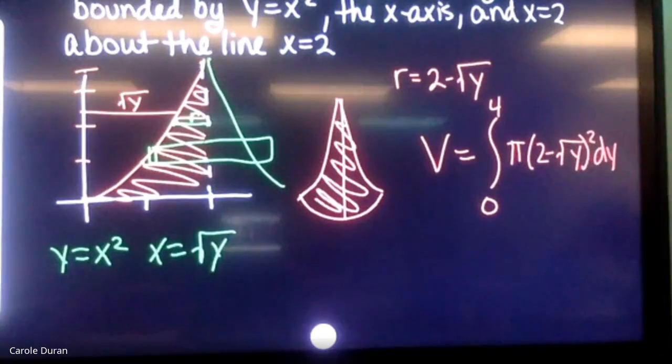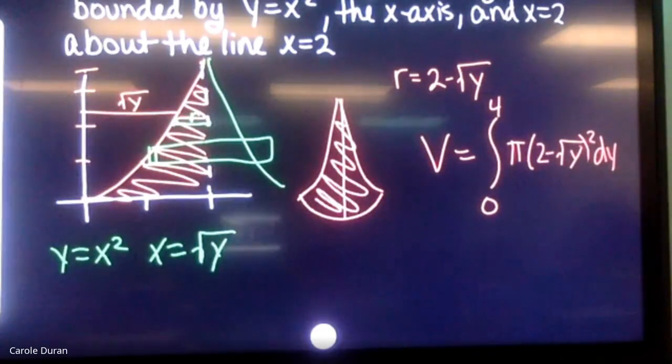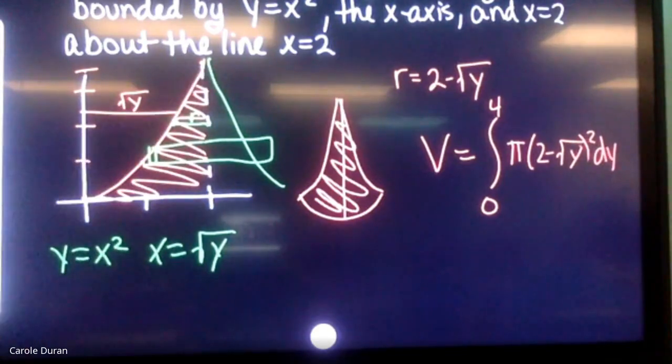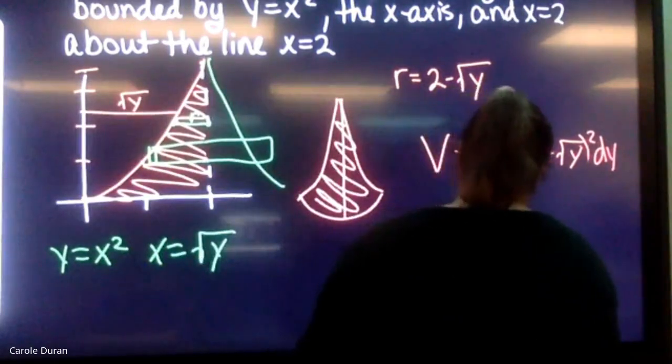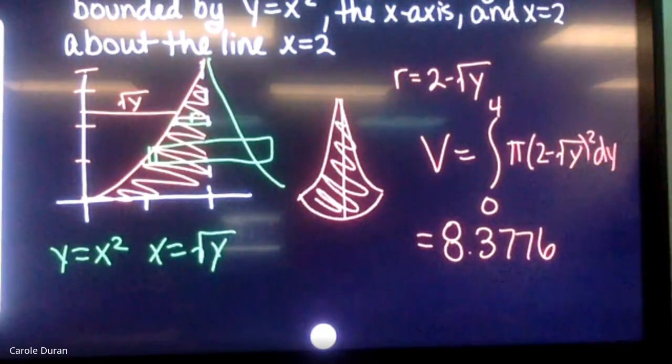Then I can just plug it into my calculator. Is this getting any easier? I didn't understand that. How did we get 4 again? Because this graph intersected x equals 2 at 4. Linda's thinking. Got the answer. It took my calculator a little bit to process. What did we get as our answer? 8.3775. Okay, and then it would be units cubed for volume.